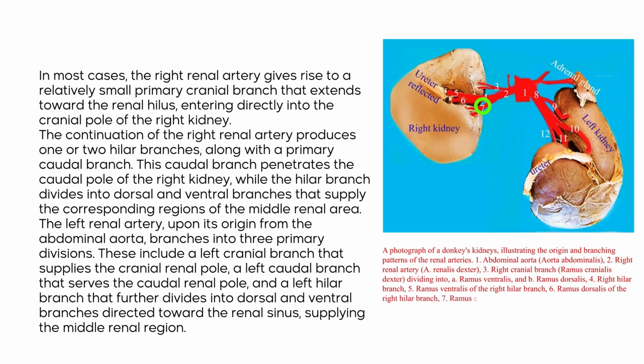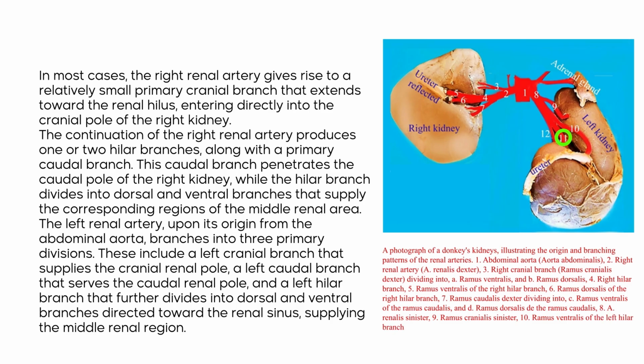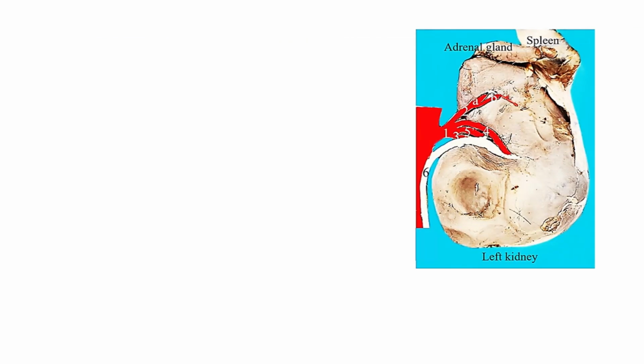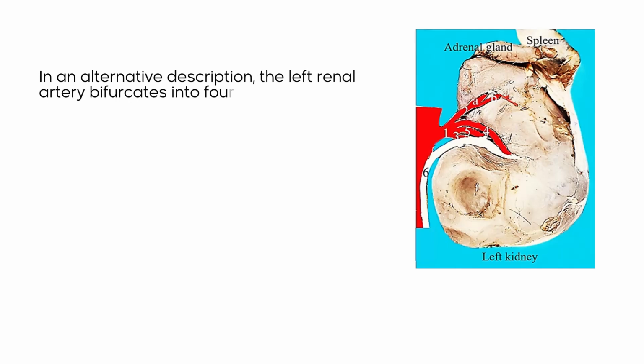7. Ramus caudalis dexter dividing into C. ramus ventralis of the ramus caudalis, and D. ramus dorsalis of the ramus caudalis. 8. A. renalis sinister. 9. Ramus cranialis sinister. 10. Ramus ventralis of the left hilar branch. 11. Ramus dorsalis of the left hilar branch. 12. Ramus caudalis sinister. In an alternative description, the left renal artery bifurcates into four primary branches before reaching the renal sinus.